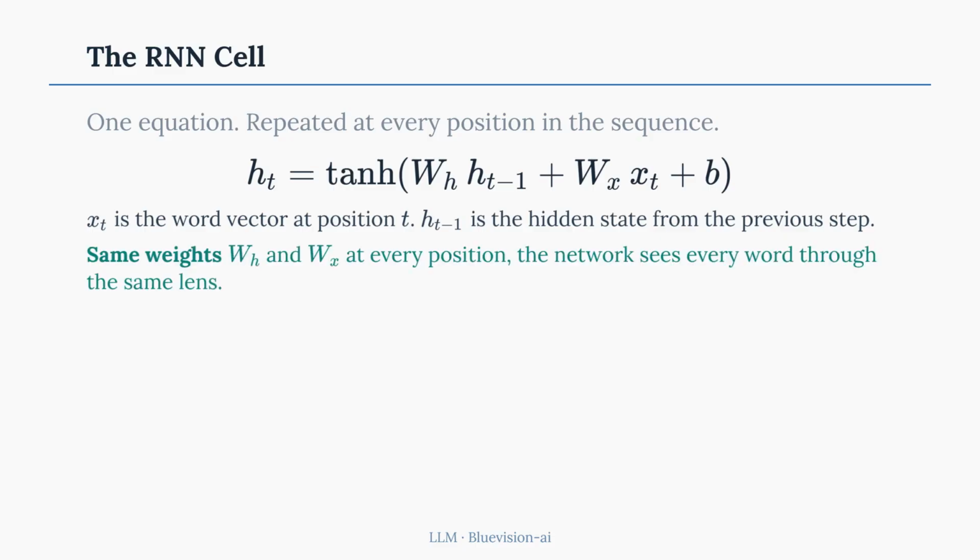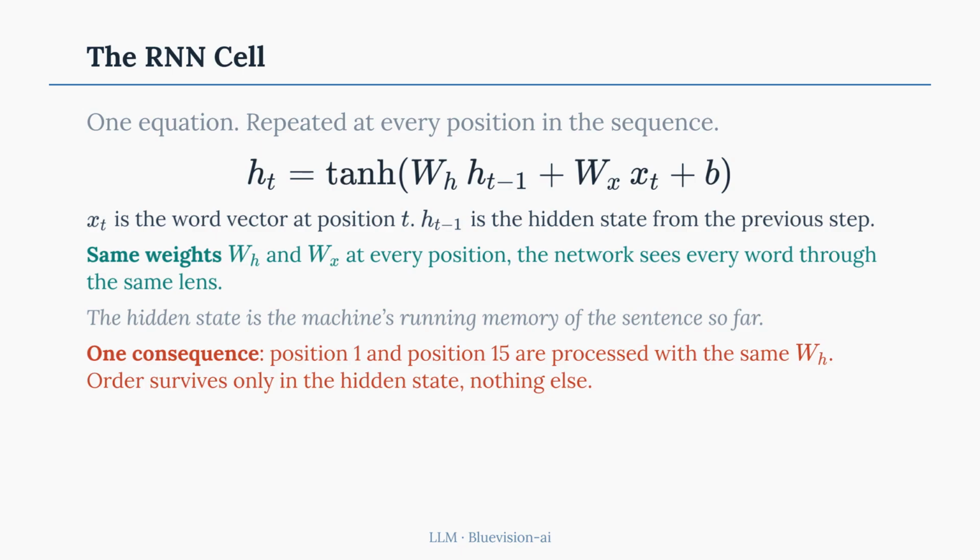And here's the key, same weights at every position. The matrices W_h and W_x are shared across all positions. The network applies the same transformation to every word. What differs is the hidden state that comes in. The hidden state is the machine's running memory of the sentence so far. It's a fixed size vector, typically 128, 256, or 512 dimensions, that tries to compress everything the network has read. And here's one consequence. Position 1 and position 15 are processed with the same W_h.